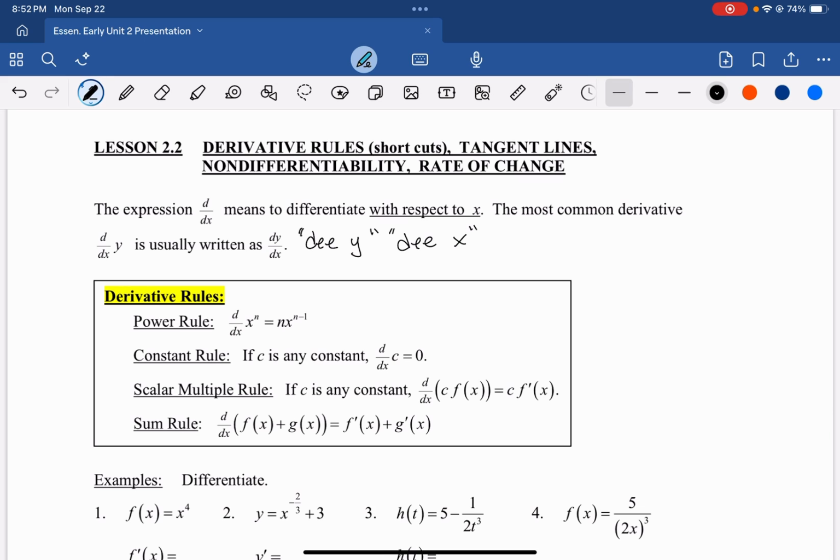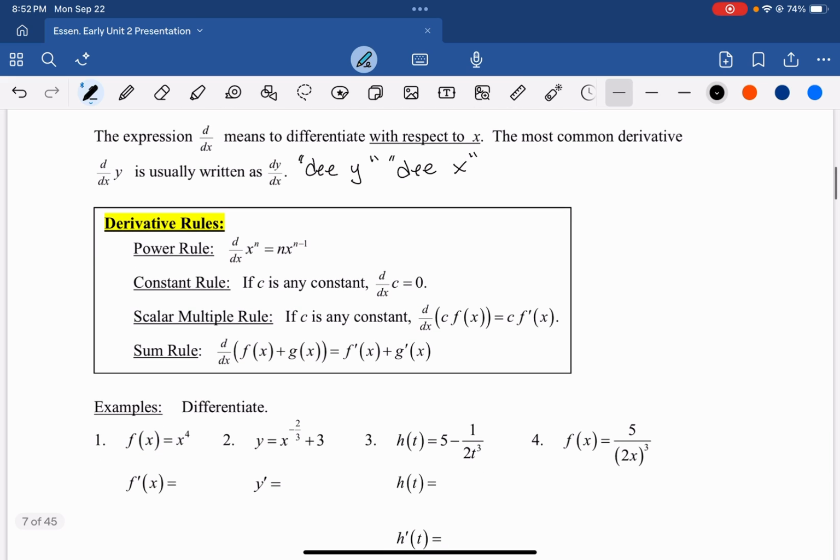Okay, so our first four derivative rules we're going to look at are the power rule, constant rule, scalar multiple rule, and the sum rule. The power rule says that our derivative with respect to x of x to the n is equal to n times x to the n minus 1. So I take my power, I drop it in front as a coefficient, and then I reduce the power by 1, and that's my derivative.